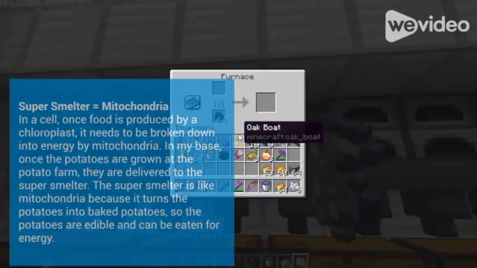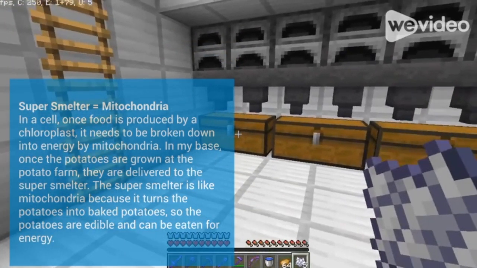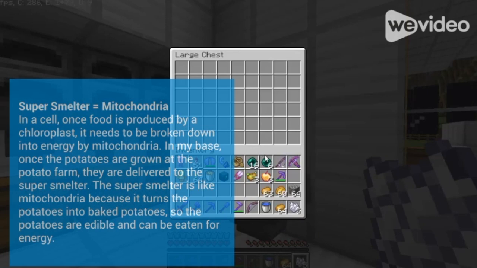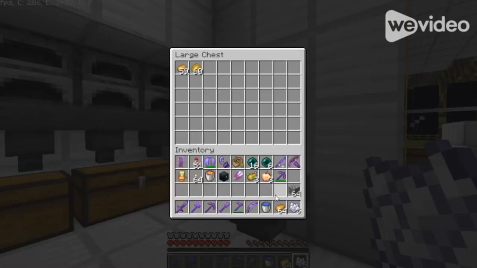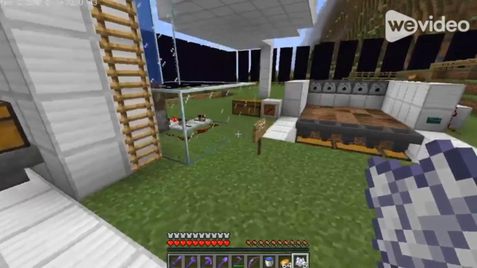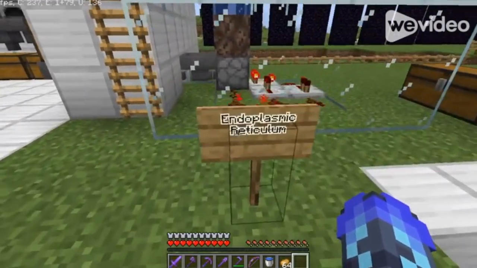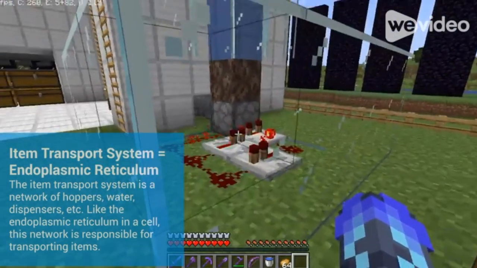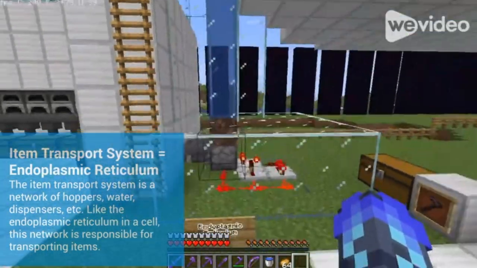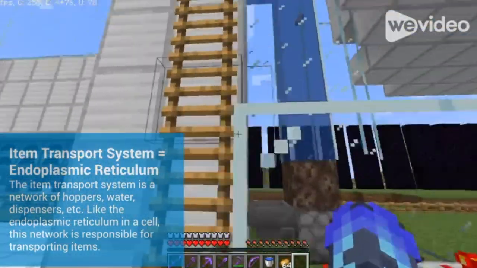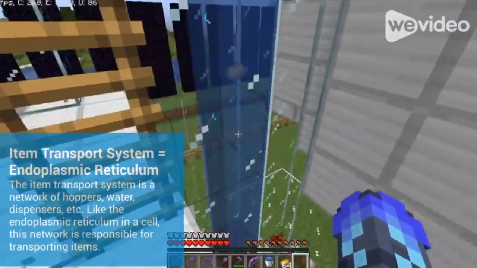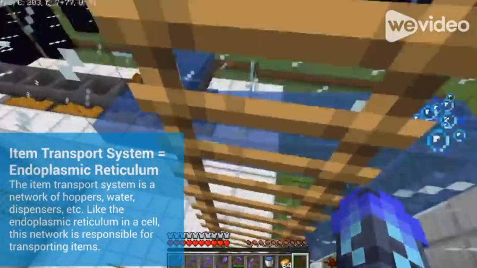In a cell, once food is produced by chloroplast, it needs to be broken down into energy by mitochondria. In my base, the super smelter represents mitochondria. The item transport system is a network of hoppers, water, and dispensers. Like the endoplasmic reticulum in a cell, this network is responsible for transporting items throughout the base.